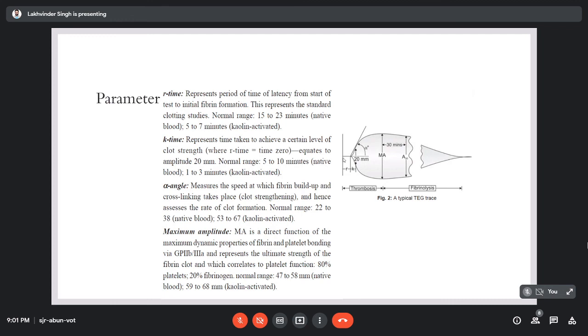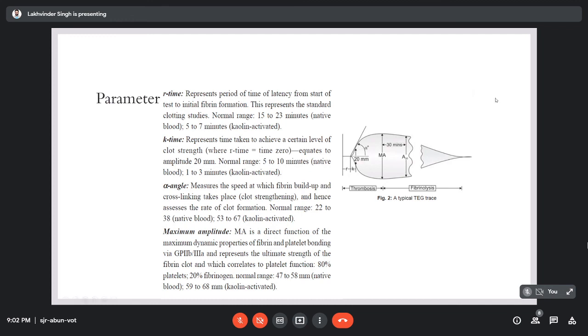If R time is increased, that means there is a deficiency of coagulation factors. Then you can see the K time or the alpha angle. K time is when it goes from 2 millimeter to 20 millimeter. It is the time taken, so it's a rate. If the clot formation rate is high, that means a good amount of fibrinogen is there. If it is less, that means the patient is deficient in fibrinogen. Cryo is required. The same is true for the alpha angle.